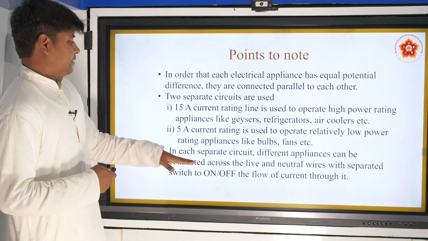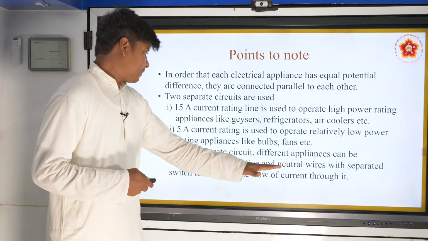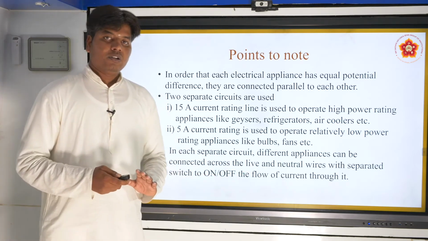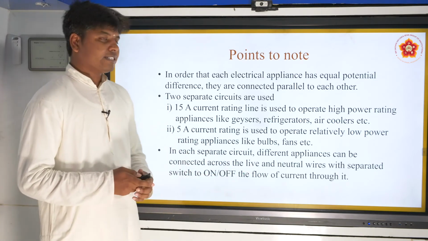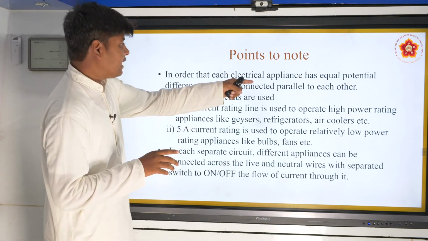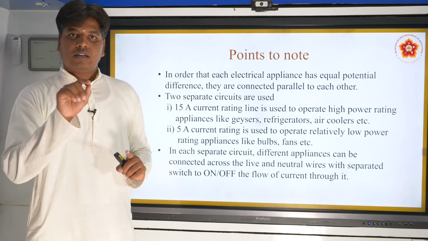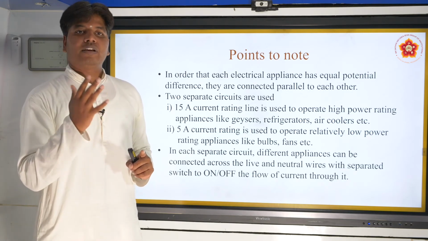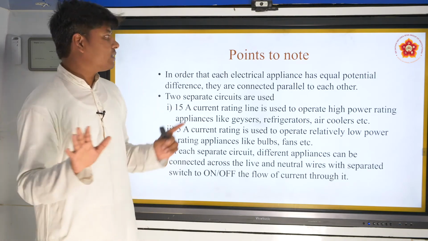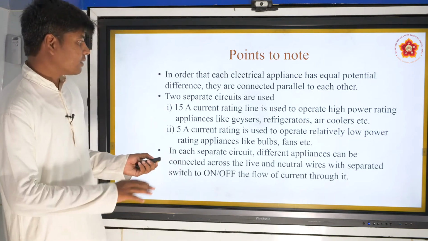In each separate circuit, different appliances can be connected across the live and neutral wire with a separate switch to turn on or off the flow of current. So what it is saying is, every appliance in your house has an equal potential difference of 220, right? And they have a switch. They have the independence whether to flow the current or to switch off the flow of the current. So this is how our domestic circuit is manufactured.